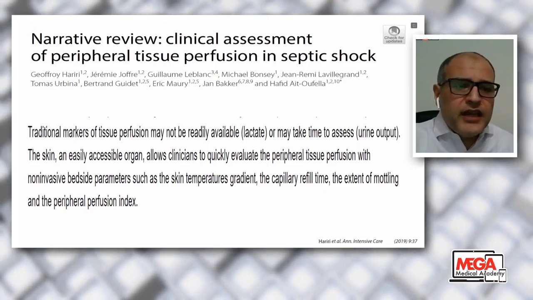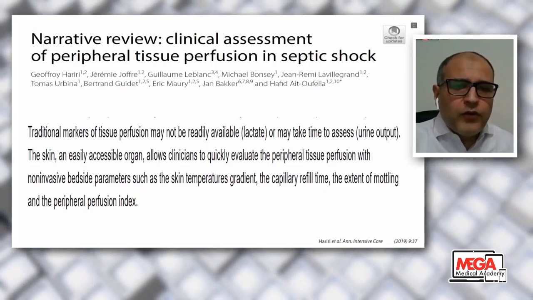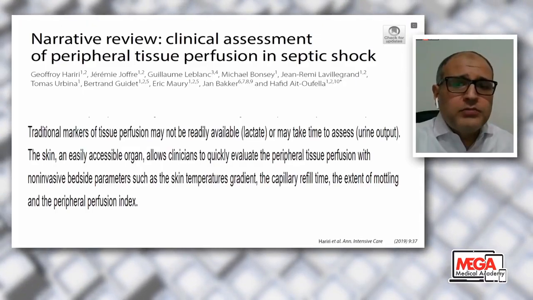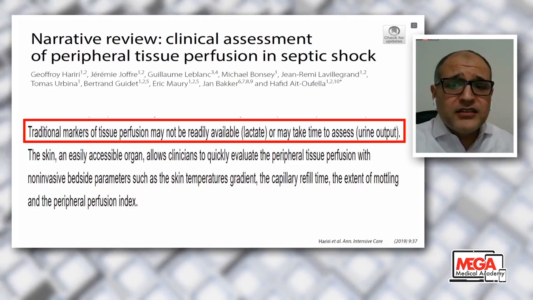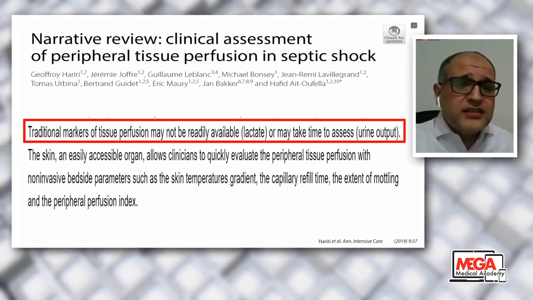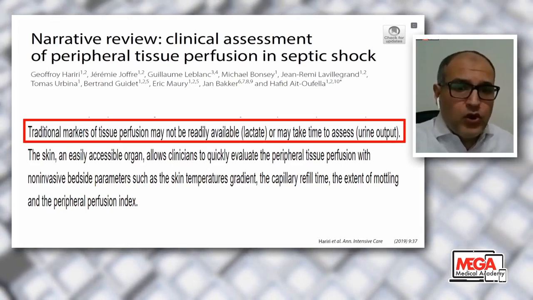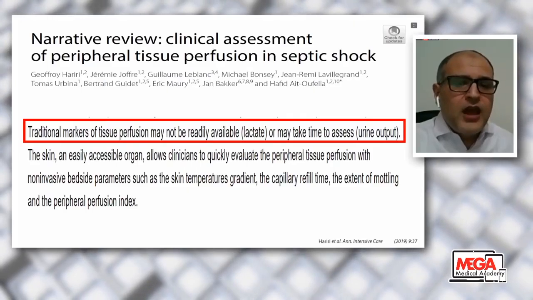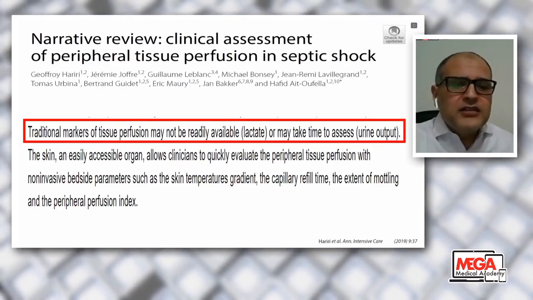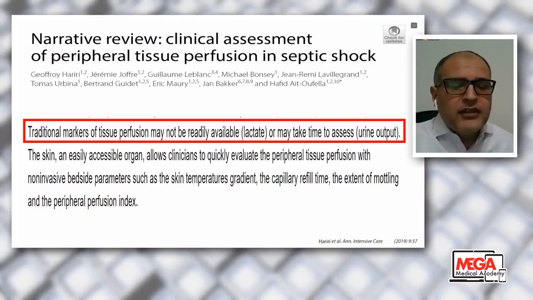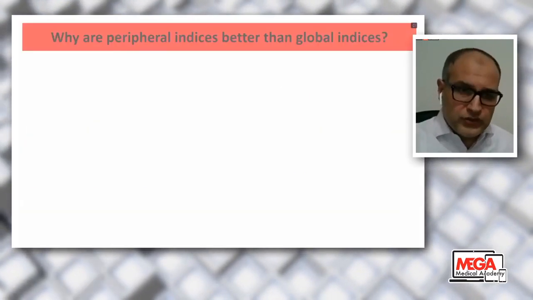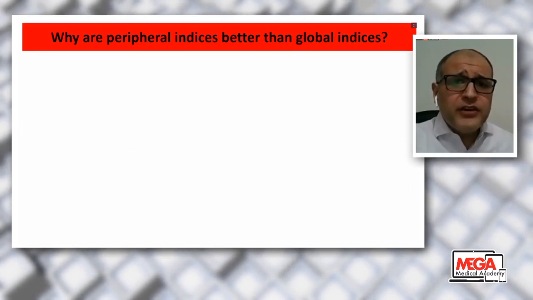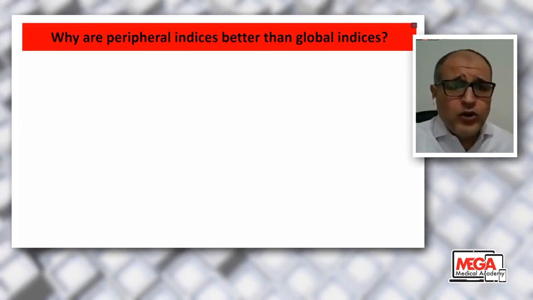They found that the traditional markers of tissue perfusion may not be readily available, such as the lactate, and may take time to assess, such as the urine output, while the skin is an easily accessible organ and can be evaluated more frequently, and it is more economic and earlier to be discovered than other measures. Why are the peripheral perfusion indices better than the global indices?